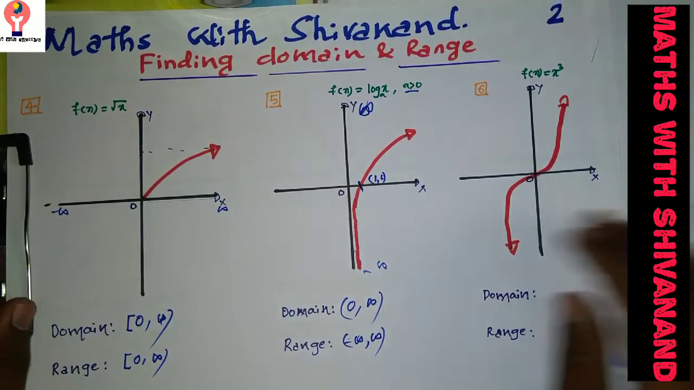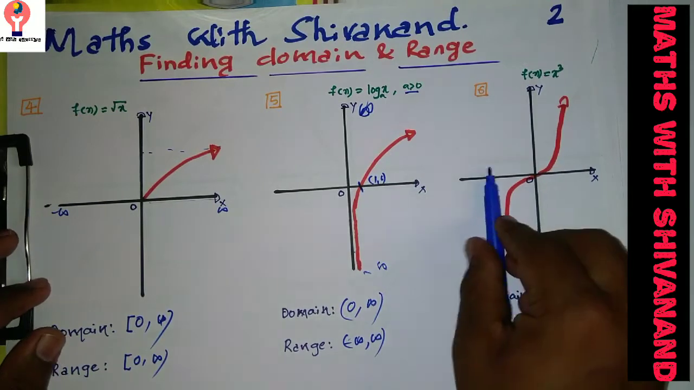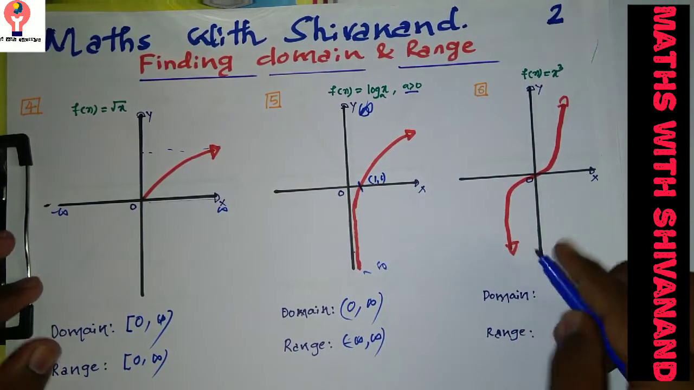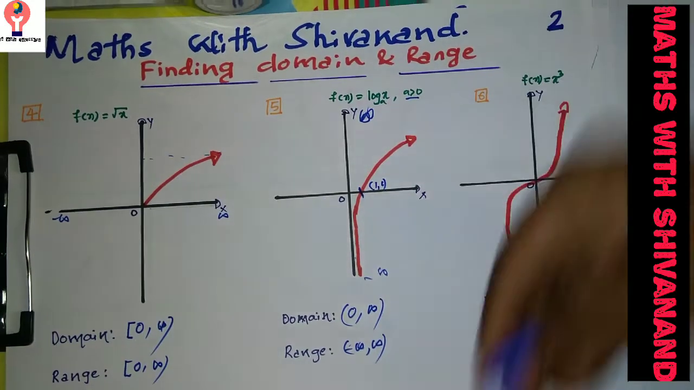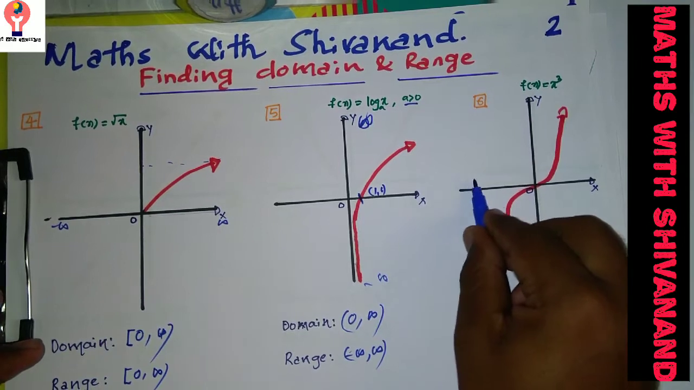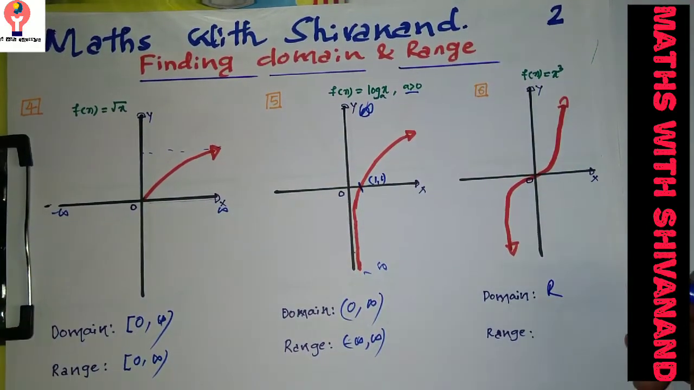Okay, so f of x equals x cube. For the domain, check along the x-axis. It has an arrow mark here and moves towards minus infinity as well as plus infinity. It takes all the values right from minus infinity to 0 and 0 to infinity. Hence the domain is all real numbers.